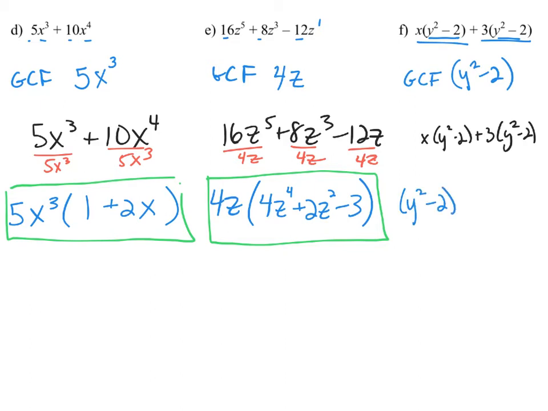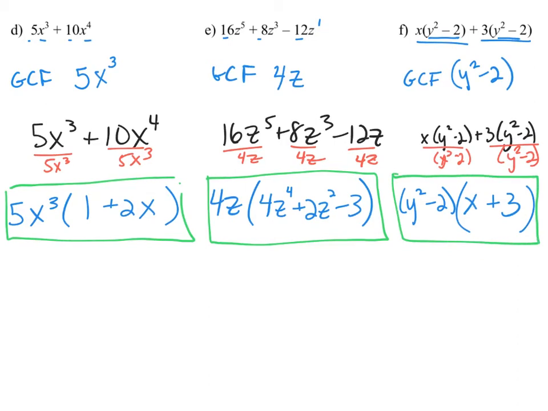When you factor that out, it's like you're dividing both of those big terms by y squared minus 2. And then we can simplify this. When you take the first big term of x times the quantity y squared minus 2 and factor out the y squared minus 2, you'll have left x. The second big term of 3 times the quantity y squared minus 2, factor out the y squared minus 2, and you're left with 3. So our simplified form is the quantity y squared minus 2 times the quantity x plus 3.